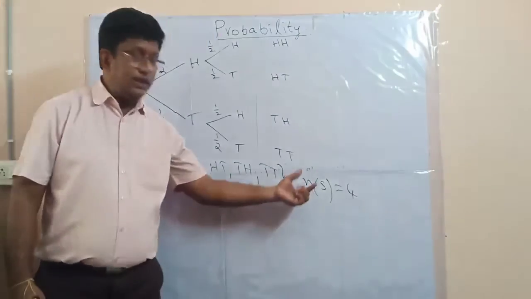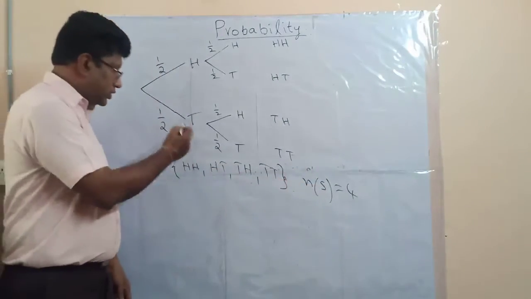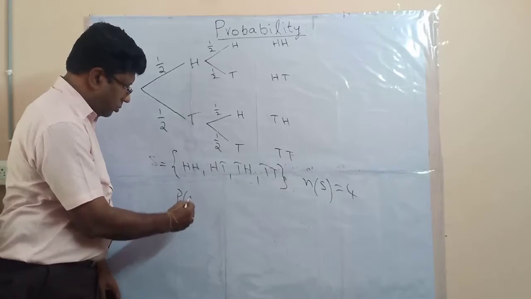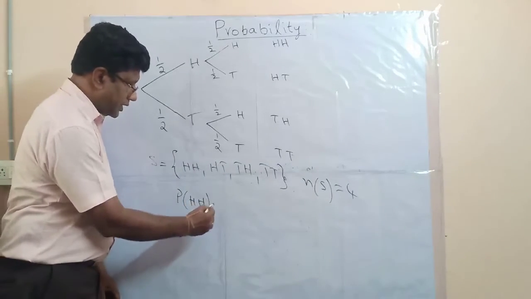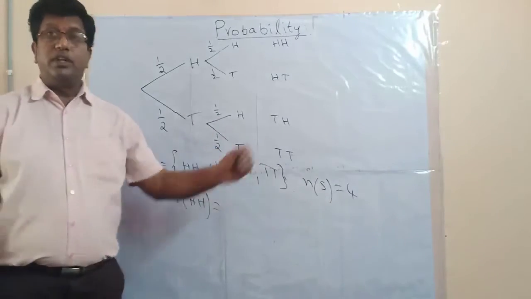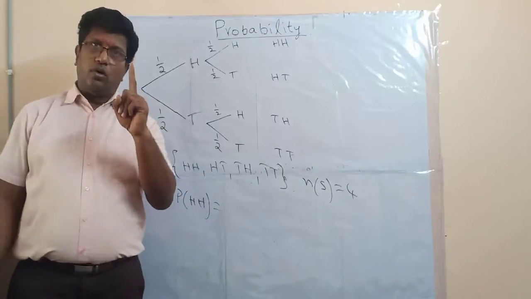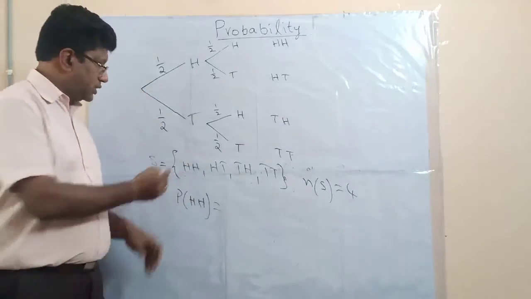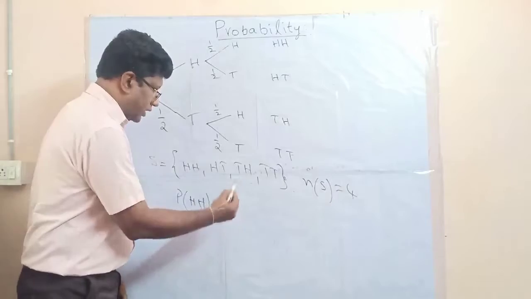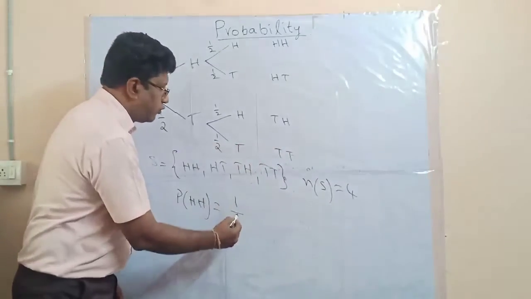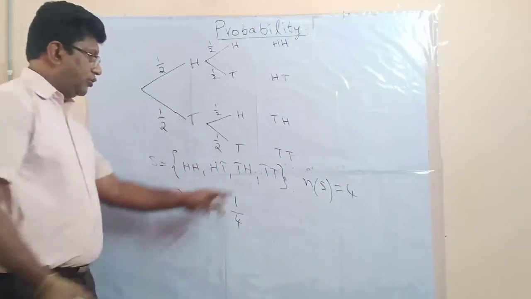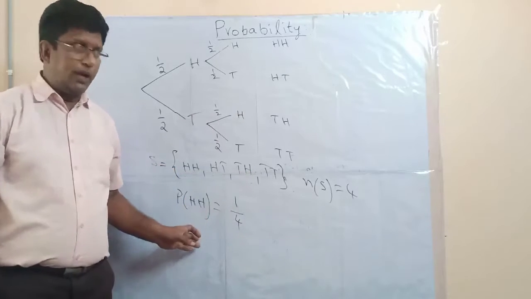Now, after writing this, we can ask what is the probability of getting both heads. How many such outcomes do we have? Only 1. So the chance of getting this event is 1 out of a total of 4. Similarly, for tail, tail it's also 1 by 4.